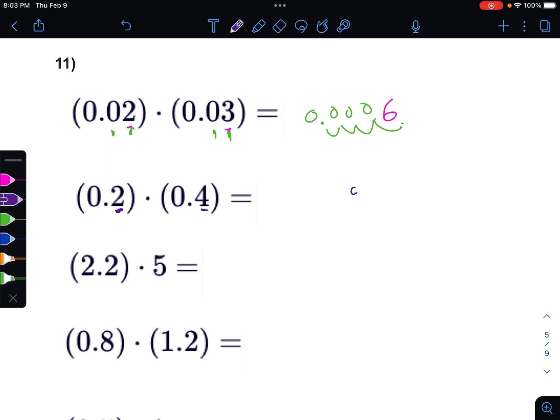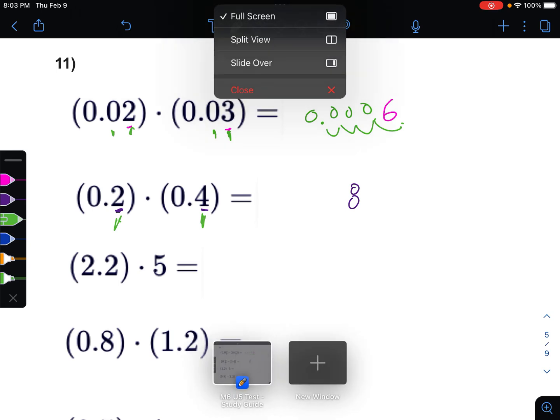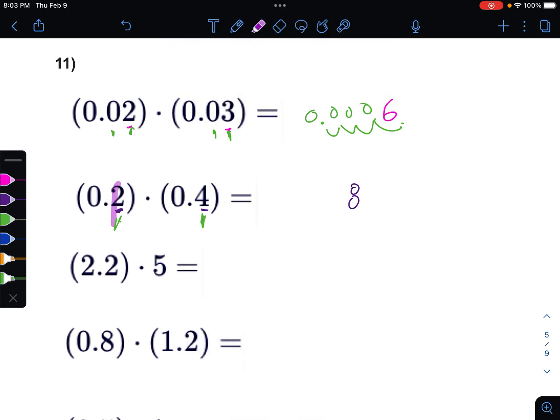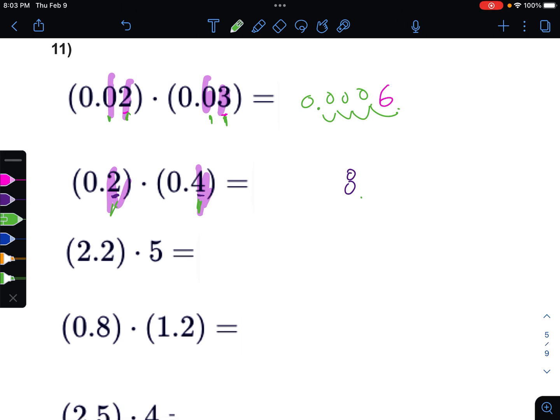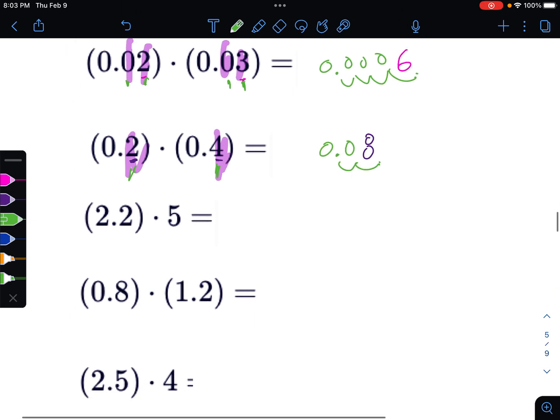2 times 4 is 8. There's an 8 in my answer. Let's count place values. I got 1 there. And when I say place values, I'm just talking about how many are to the right of the decimal place. There's 1 and there's 1. Like up here, 1, 2, 3, 4. Yeah, I'm counting those. So for the second one, there's 2 decimals right here. So I go 1, 2, and there's my answer. Easy peasy, lemon squeezy.